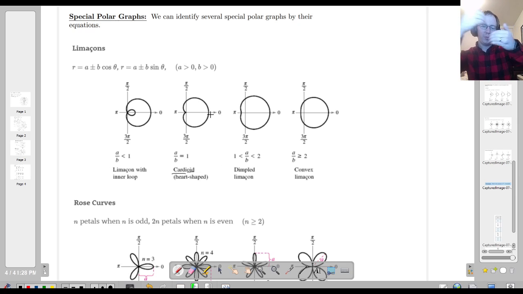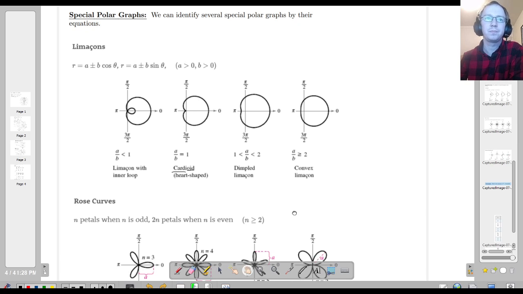And if it gets so far pushed in that it actually loops in on itself, then we call that a limacon with an inner loop. And this little guy right here is the inner loop. Again, don't worry too much about that. Just be aware these things are all called limacons, but also if it comes to a point, we can call that more specifically a cardioid.